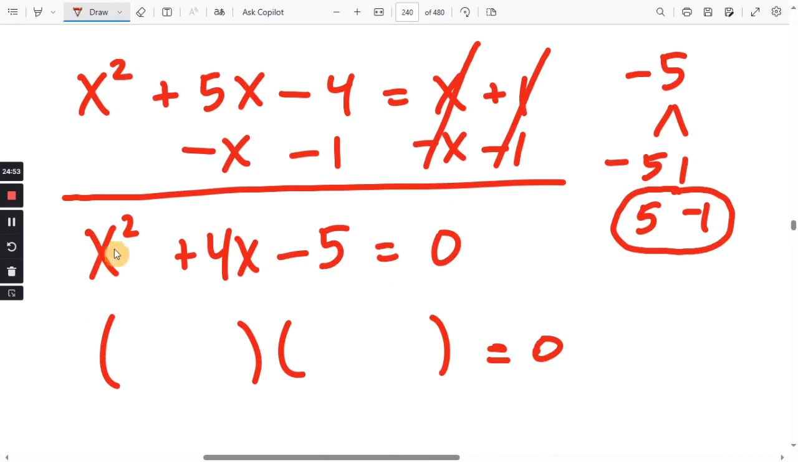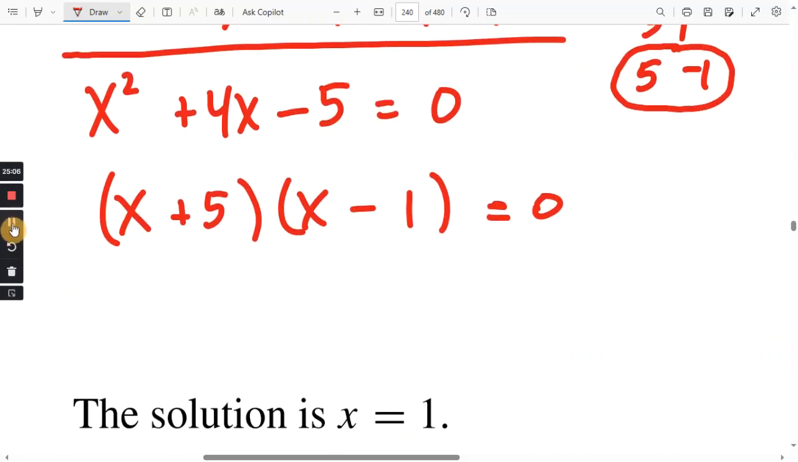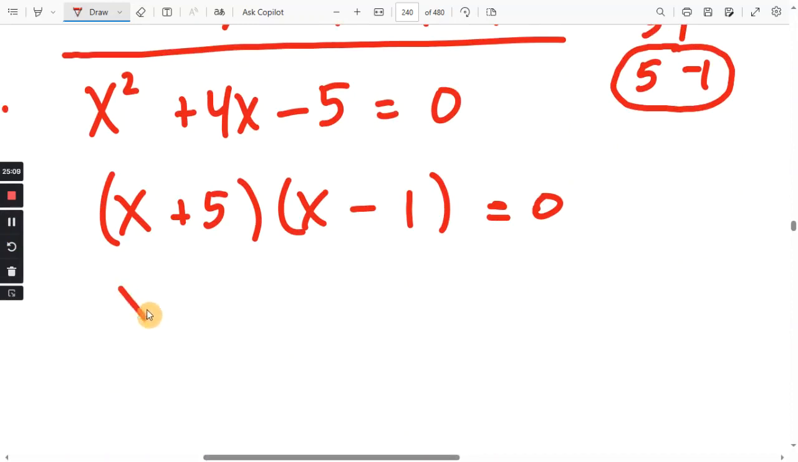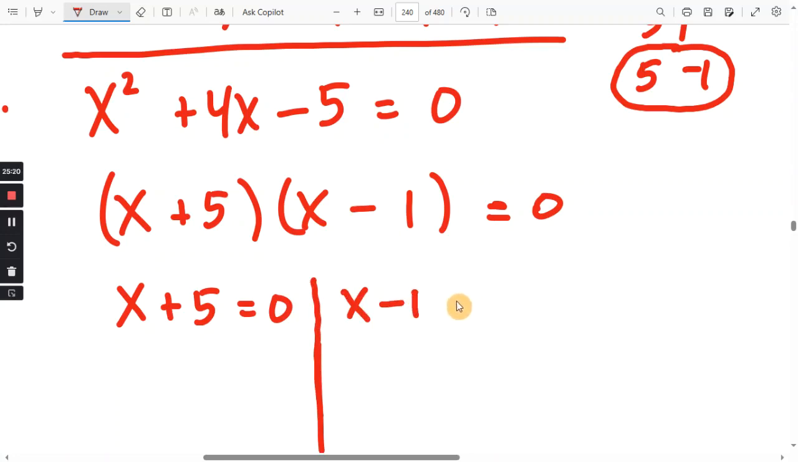All right, our binomial is going to start with x times x, so we can get x squared. And we're going to use positive 5 and negative 1. Either of these can be set equal to 0. So I'm going to do x plus 5 equals 0. And I'm going to do x minus 1 equals 0. Minus 5 on both sides, x equals negative 5. Plus 1 on both sides, x equals 1.